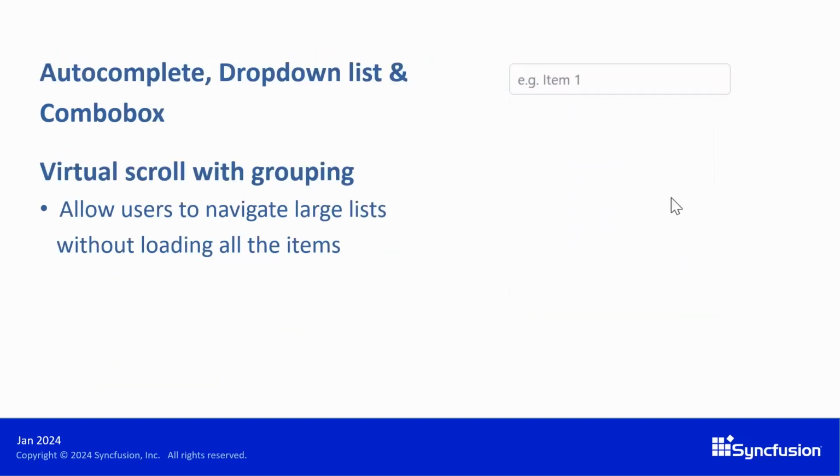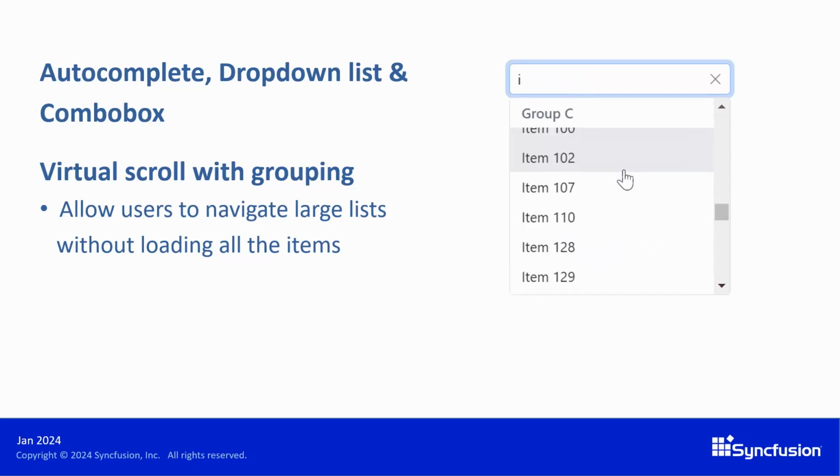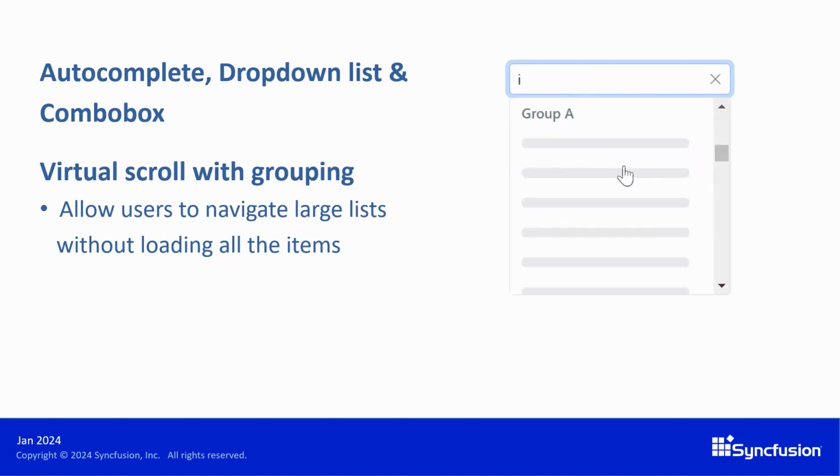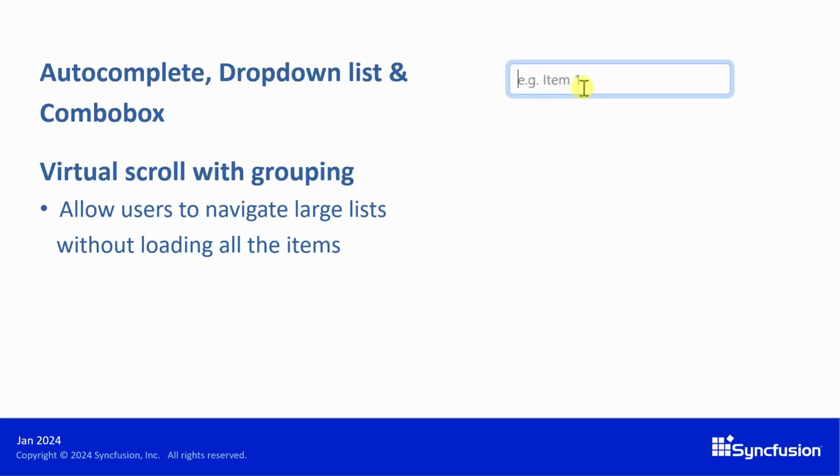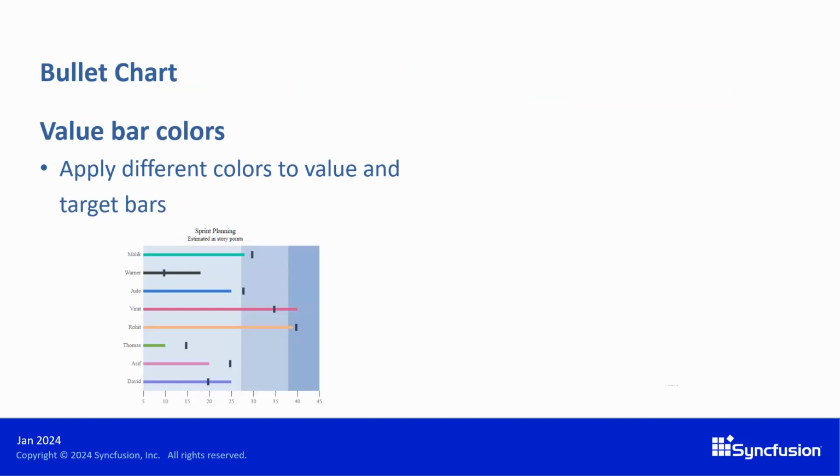Next, let's see updates in other UI components. Components like autocomplete, drop-down list, and combo box are provided with virtual scrolling support. Now it is easy for users to navigate through a large list without loading all the items at once. Next, in the bullet chart, support has been given to apply different colors to the value and target bars.